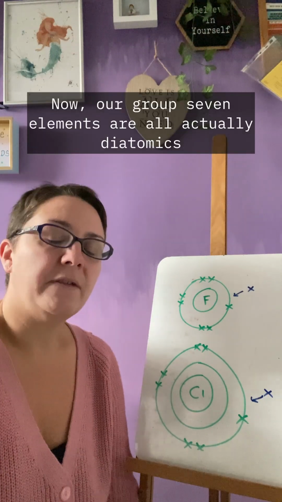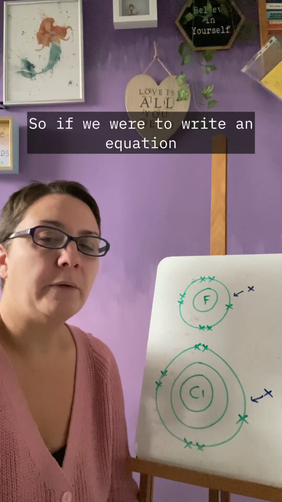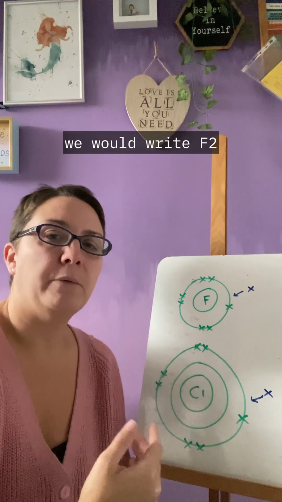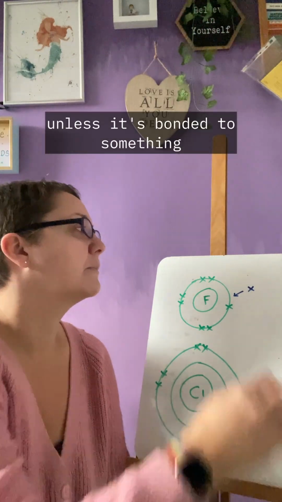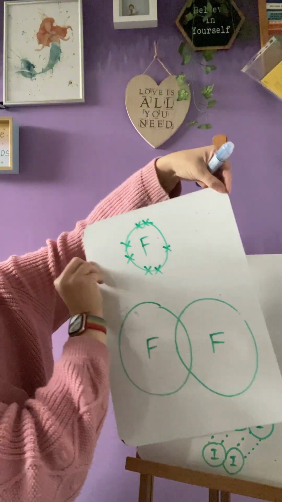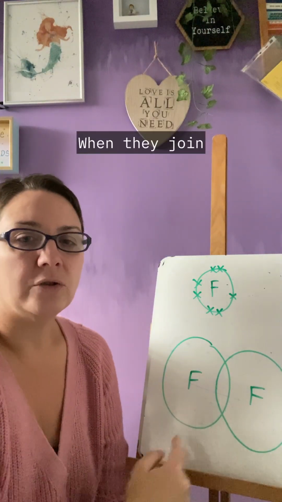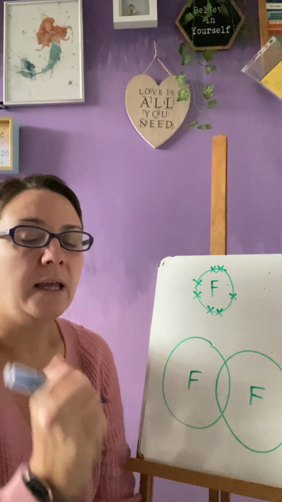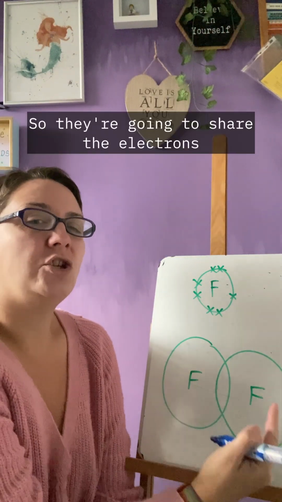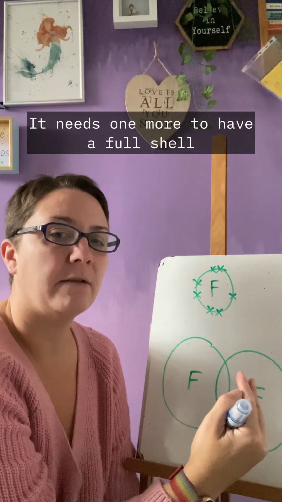Now, our group 7 elements are all actually diatomic, so that means they go around in 2s. So if we were to write an equation, we wouldn't just write F, we would write F2, unless it's bonded to something. Just to explain why, so that you can remember this, obviously this is our fluorine again, just as a reminder. When they join, they're going to join up like this. And this is a covalent bond, so they're going to share the electrons. So fluorine has 7 electrons in its outer shell. It needs 1 more to have a full shell.